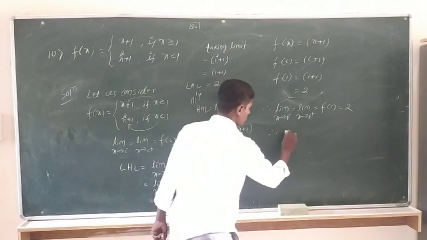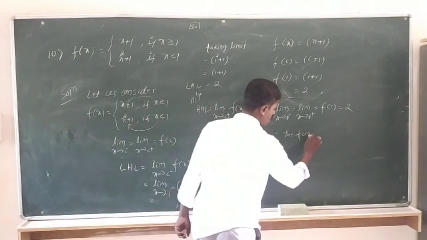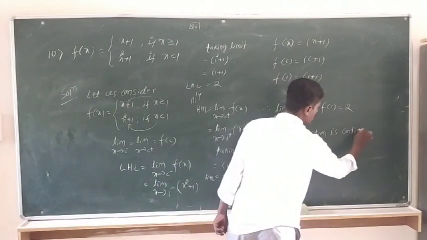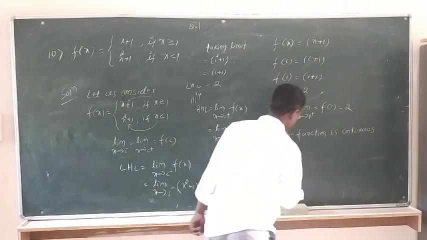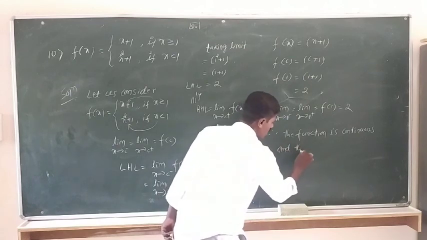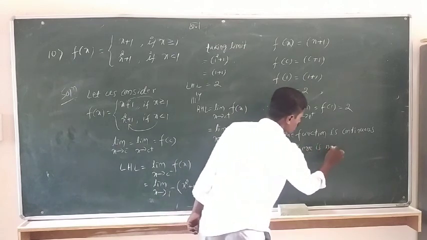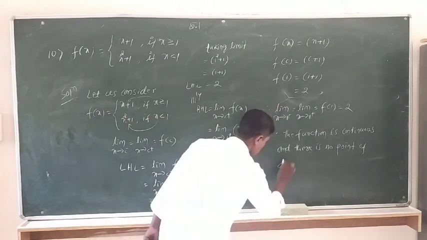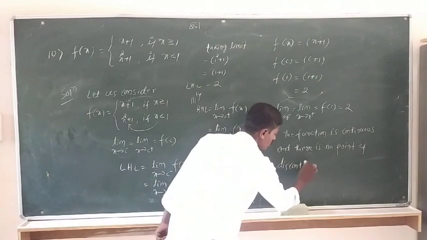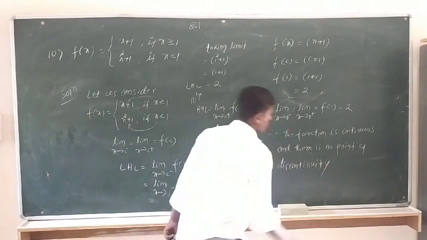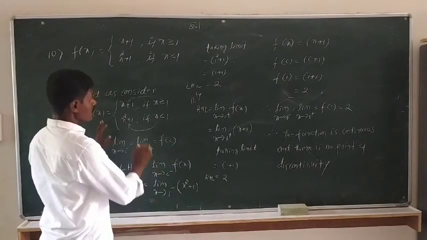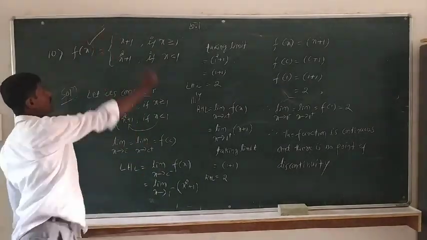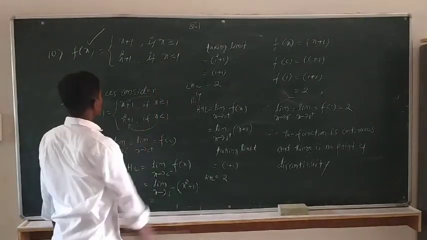Therefore, the function is continuous and there is no point of discontinuity. Okay, so this is how we can solve this example. This given function is continuous at x equals 1.